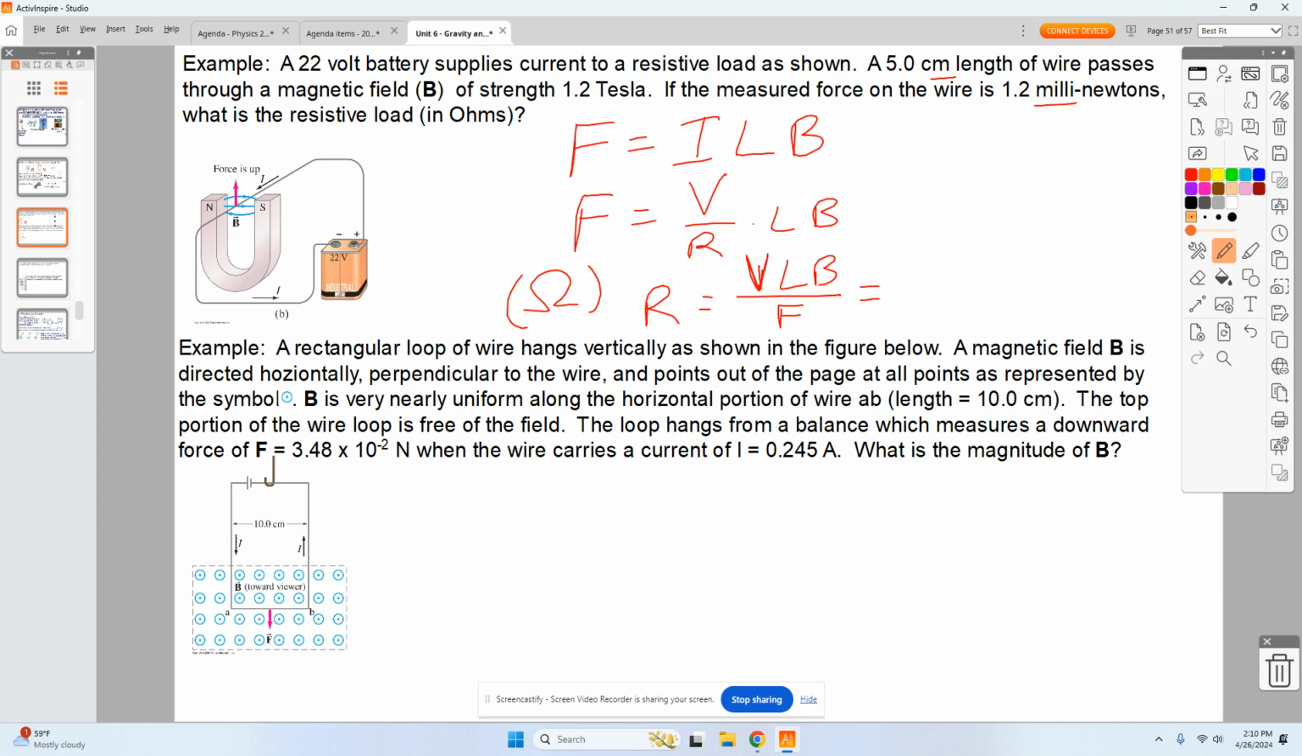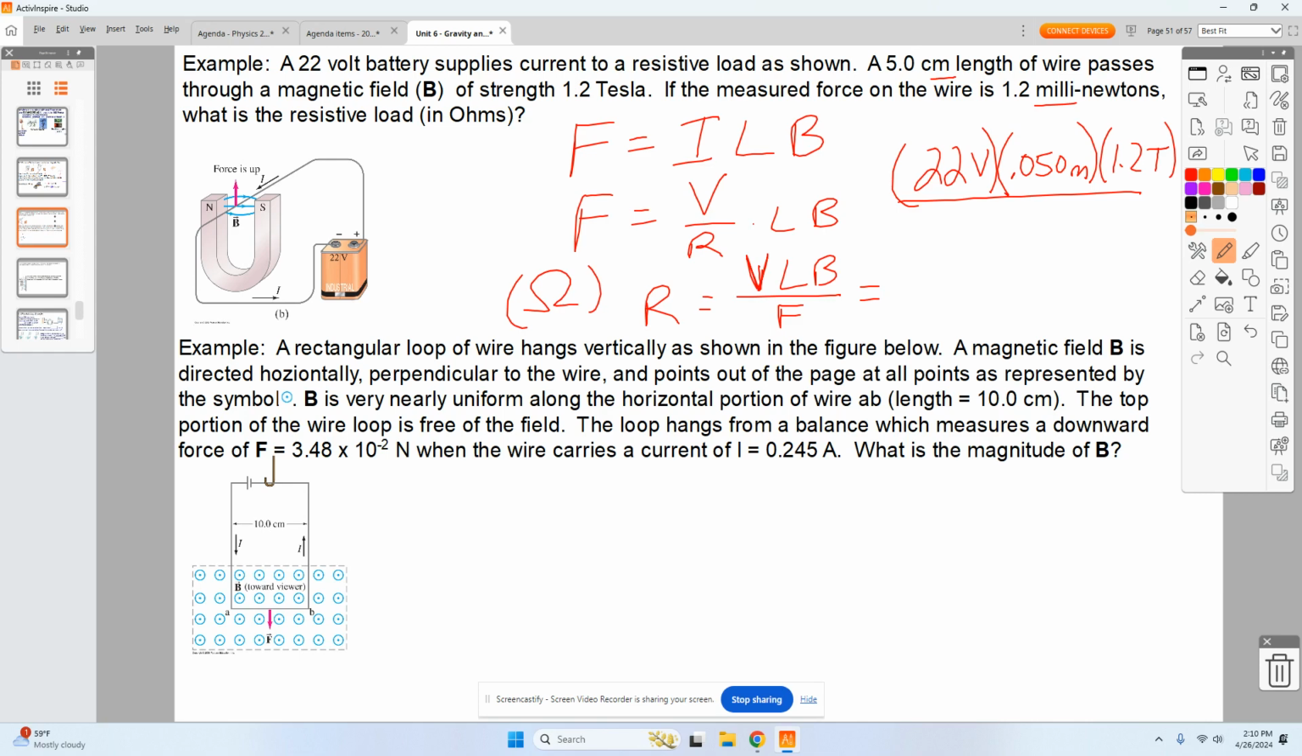And then we just multiply. So I take 22 volts of electric potential. I multiply that by a length of 0.050 meters. The Tesla value, 1.2 Tesla. And then I divide that by a force. What is 1.2 millinewtons in newtons?